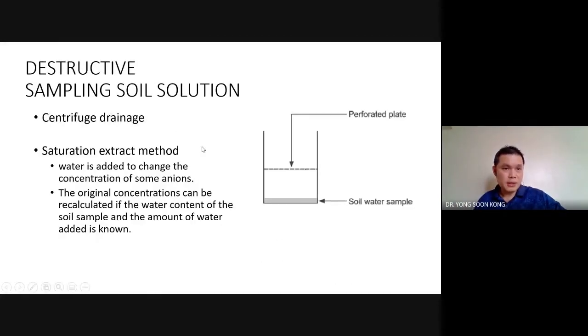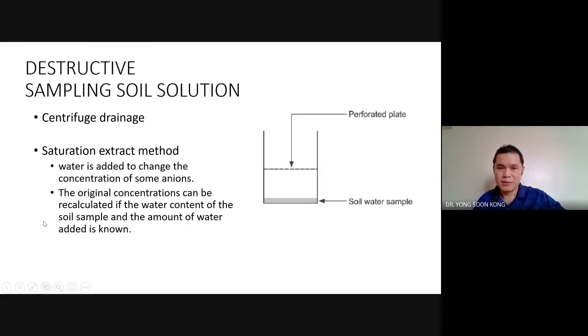Okay, destructive sampling soil solution can either use centrifuge drainage or saturation extraction method. Now, how exactly this happens is like you need excavation. I believe you need excavation. Let's check. Yeah. Okay, water is added to change the concentration of some anion, and original concentration can be recalculated. So this one, you're going to disturb a bit of the soil. Because here they say that in order to collect this soil moisture, they're going to externally add liquid inside. Of course, they're going to change the moisture content and most likely the entire thing inside the soil.